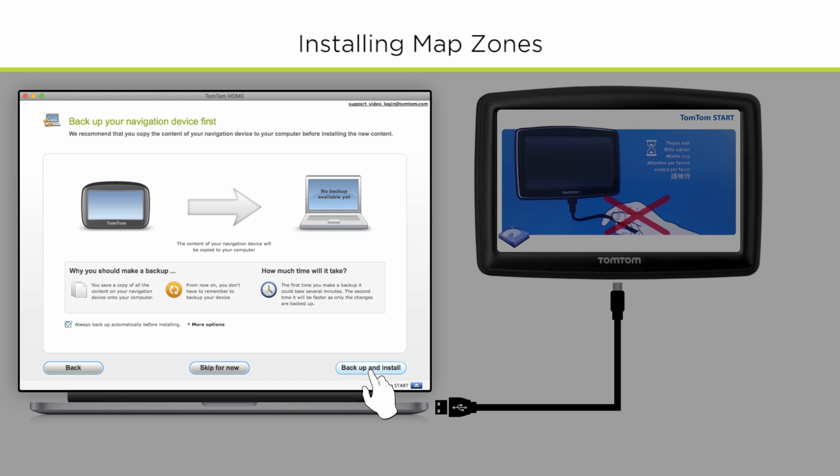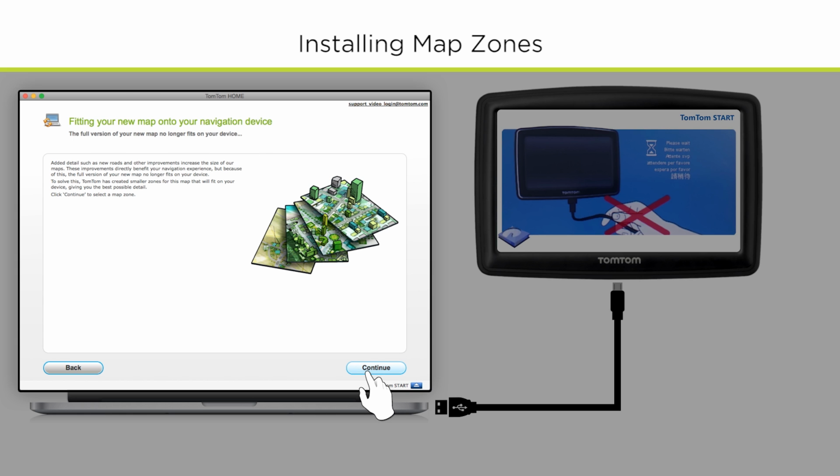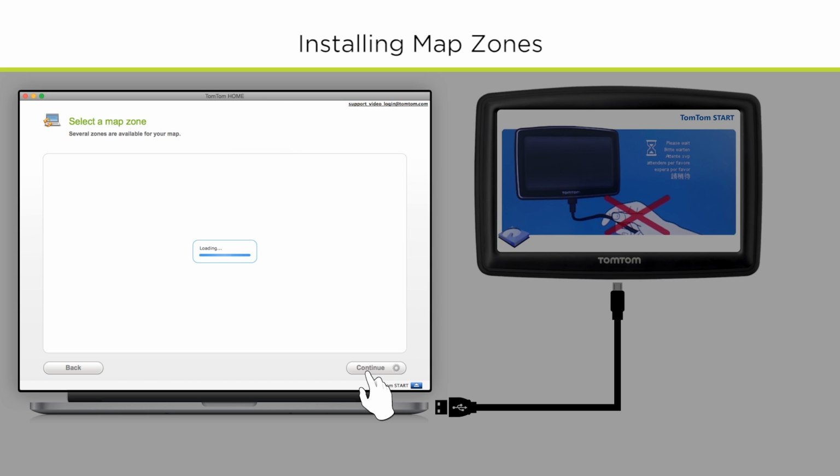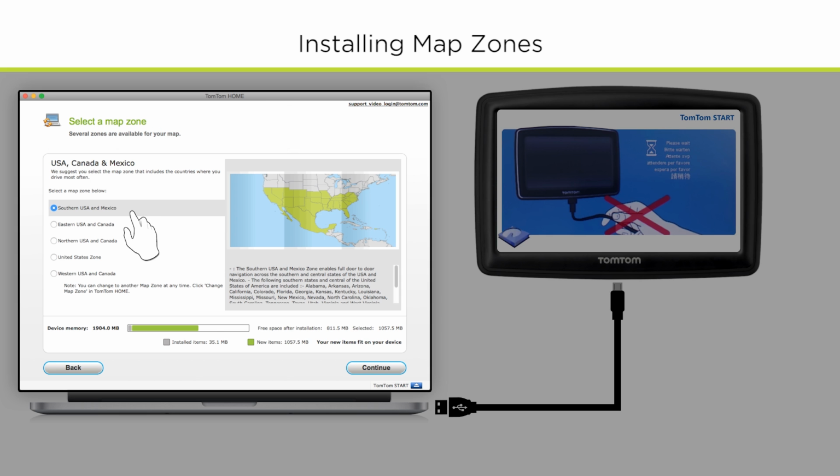You will be prompted to backup and install, and we advise that you always make a backup before installing a new map. Once the backup has been made, you will see a message saying that the new map doesn't fit on your device. Click Continue so that you can select a map zone.